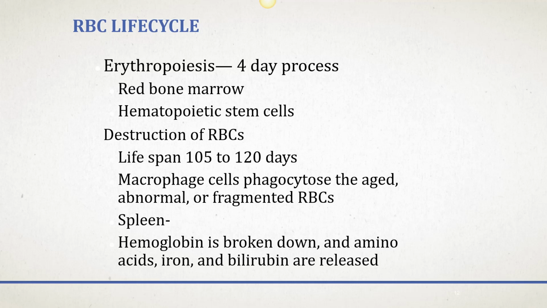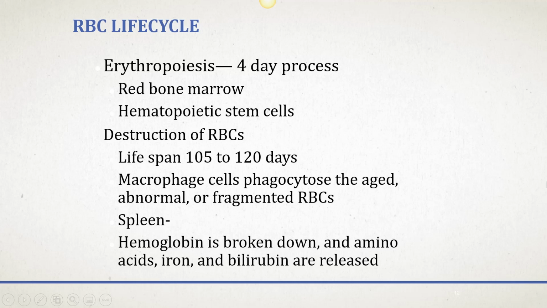The red blood cell life cycle. Erythropoiesis, or the creation of red blood cells, is a 4-day process. Red blood cells are created in the bone marrow from hematopoietic stem cells. The hematopoietic stem cell will differentiate and eventually lead to the destruction of the nucleus. Once the nucleus is destroyed, those newly made red blood cells will emerge from the bone marrow and enter into circulation. Once in circulation, the lifespan of a red blood cell is 105 to 120 days.